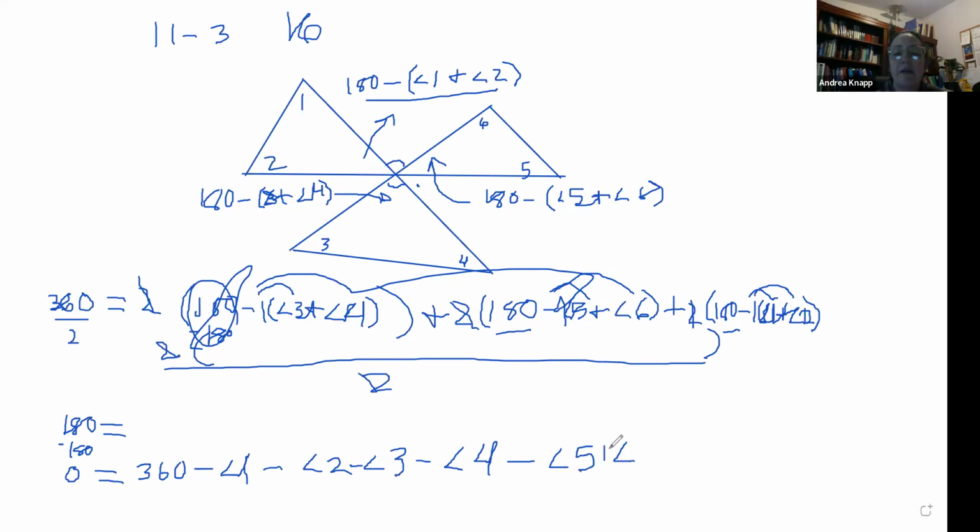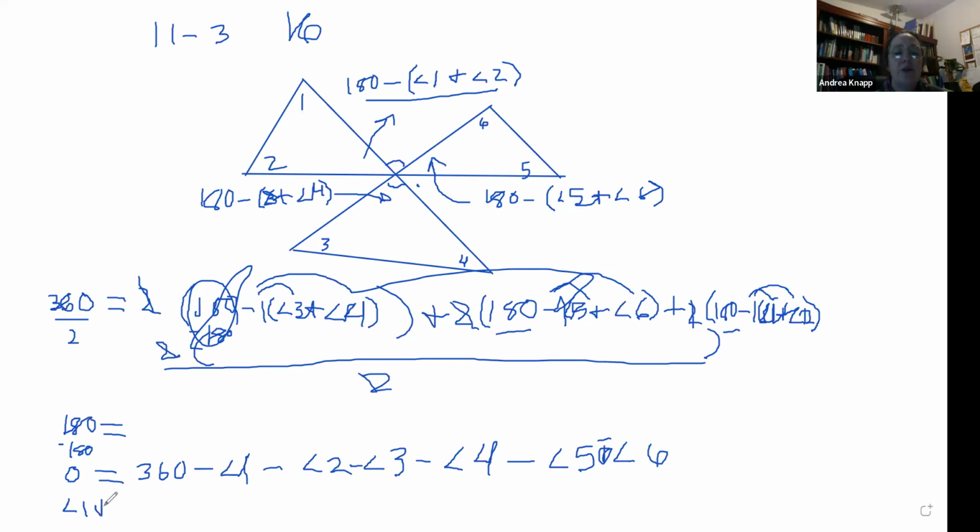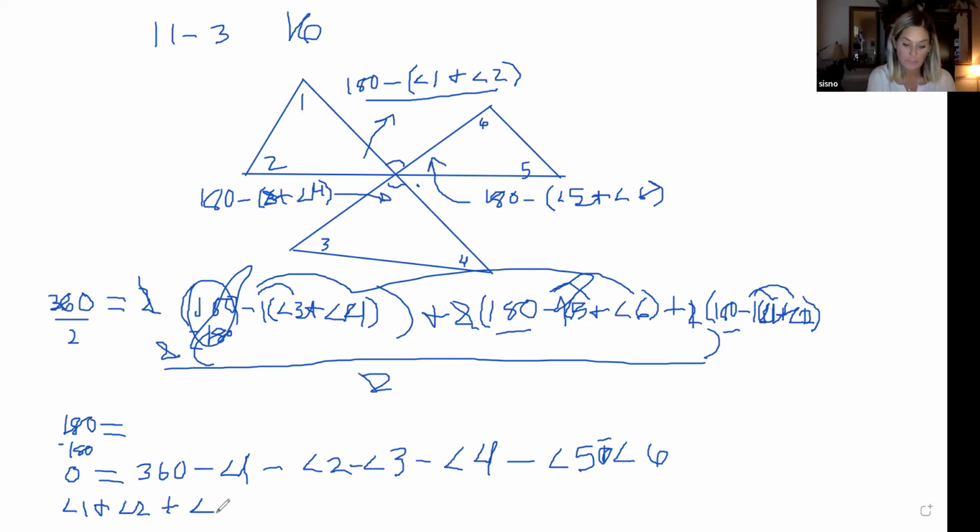Oops, it should be a minus. So if we add angle 1 to the other side, add angle 2 to the other side, on and on, all the way to angle 6. Over here on the left, we're going to have angle 1 plus angle 2 plus angle 3. All of that is going to equal what? 360. And what were we supposed to find in the problem?